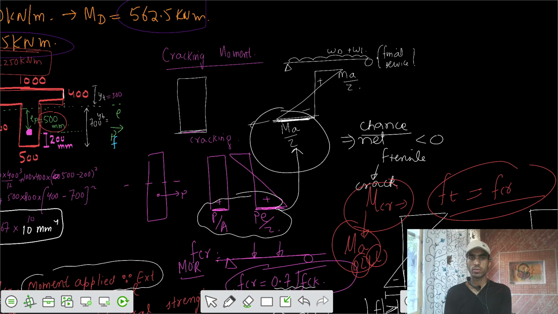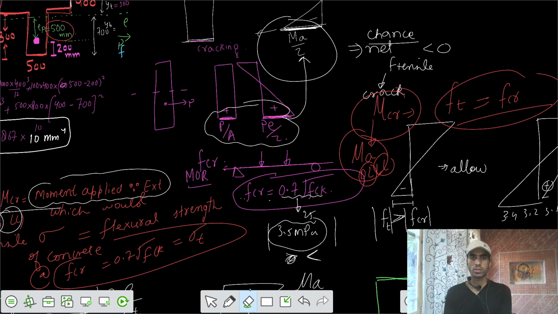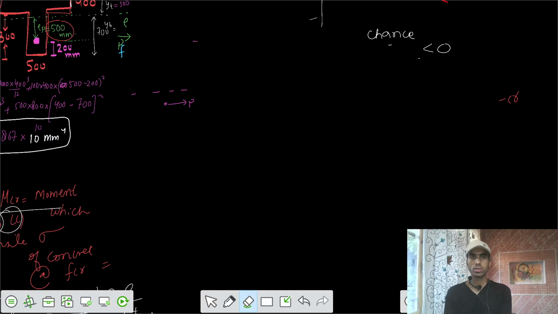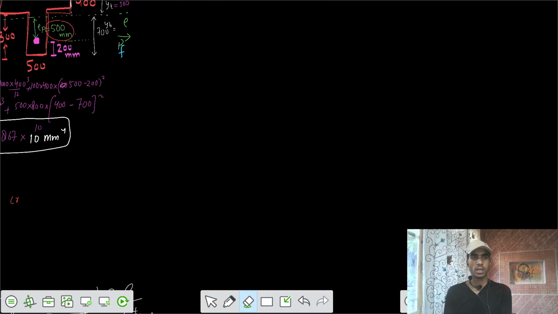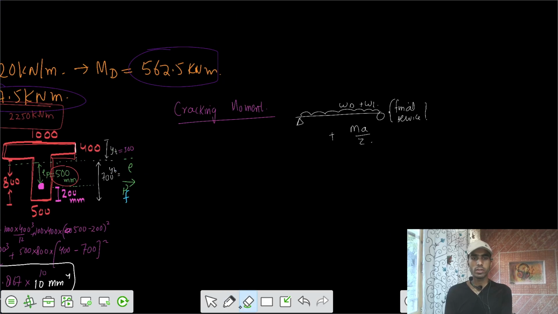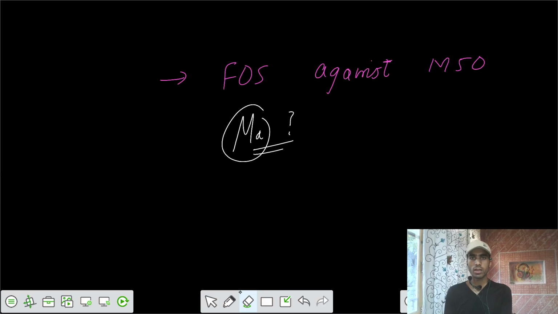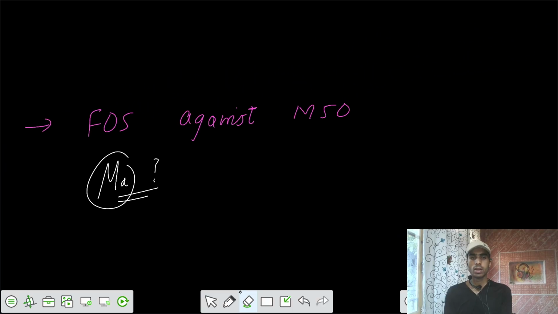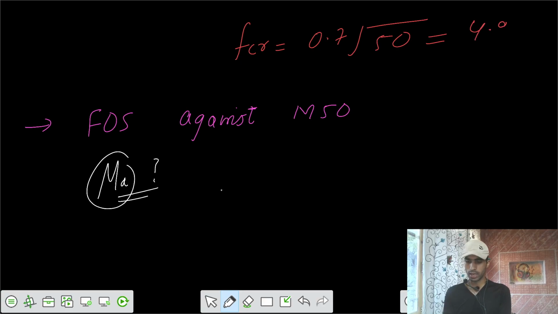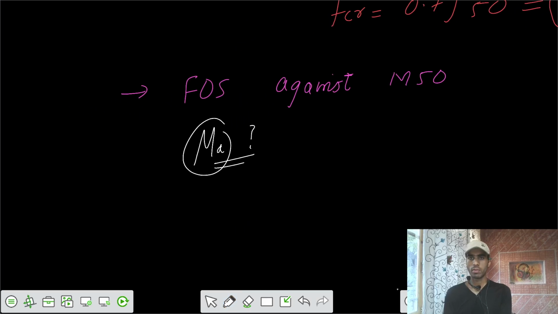So let's try to remove this stuff. So we need to get the factor of safety for M50 concrete against cracking. So I would say, what is the flexural strength? Can you tell me what is the flexural strength of M50 concrete? Is that 4.95 megapascal? So your stresses in the tensile zone should be less than this value. It should not be more than this value. So 4.95 megapascal.